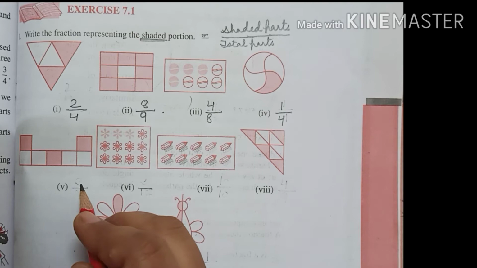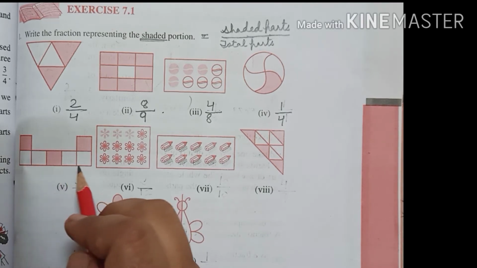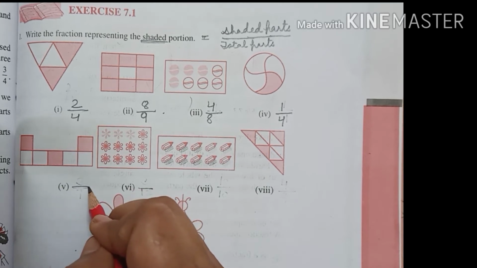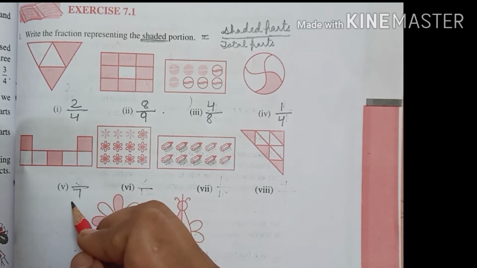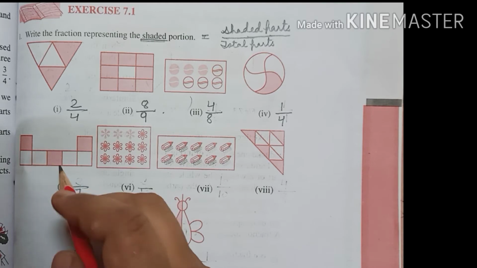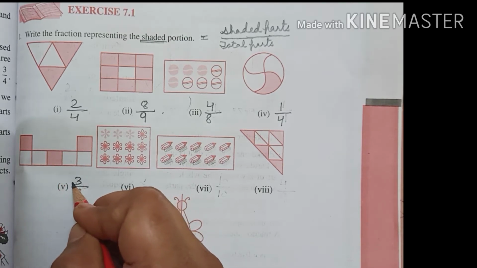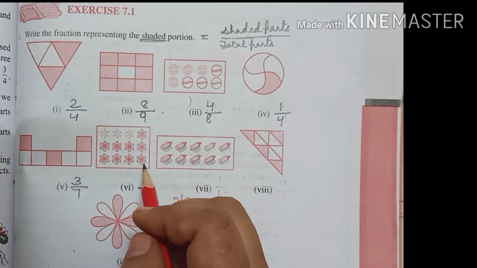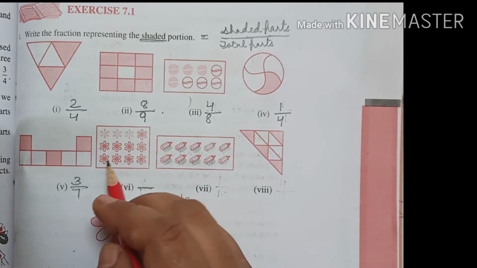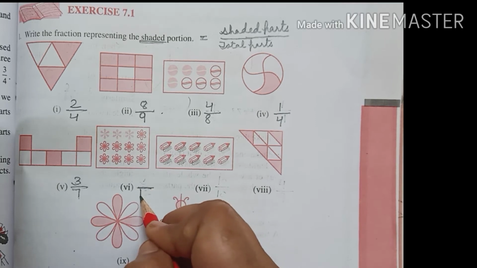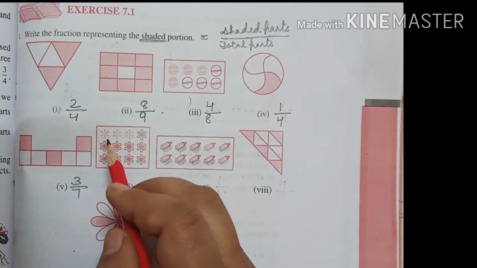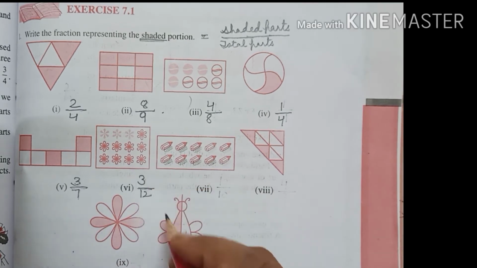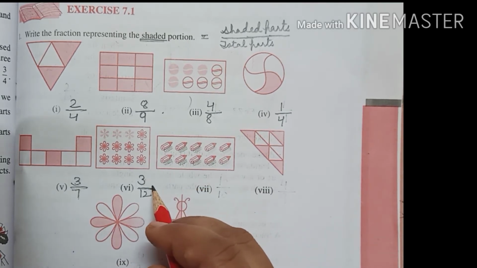In fifth part, this figure is divided in 7 equal parts, means total number of parts 7 and shaded only and only 3. In next sixth part, in this figure, here are 12 flowers. And how many are shaded? Only 3. So, shaded portion will be written as numerator.